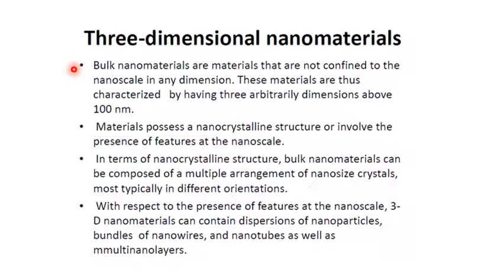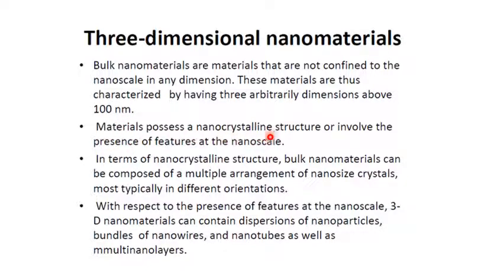Three-dimensional nanomaterials. Bulk nanomaterials are materials that are not confined to the nanoscale in any dimension. All three dimensions are not in nanoscale. These materials are thus characterized by having three arbitrary dimensions above 100 nanometer. Its three dimensions, X-axis, Y-axis, Z-axis, are above 100 nanometer, so that is why these are called 3D nanomaterials.